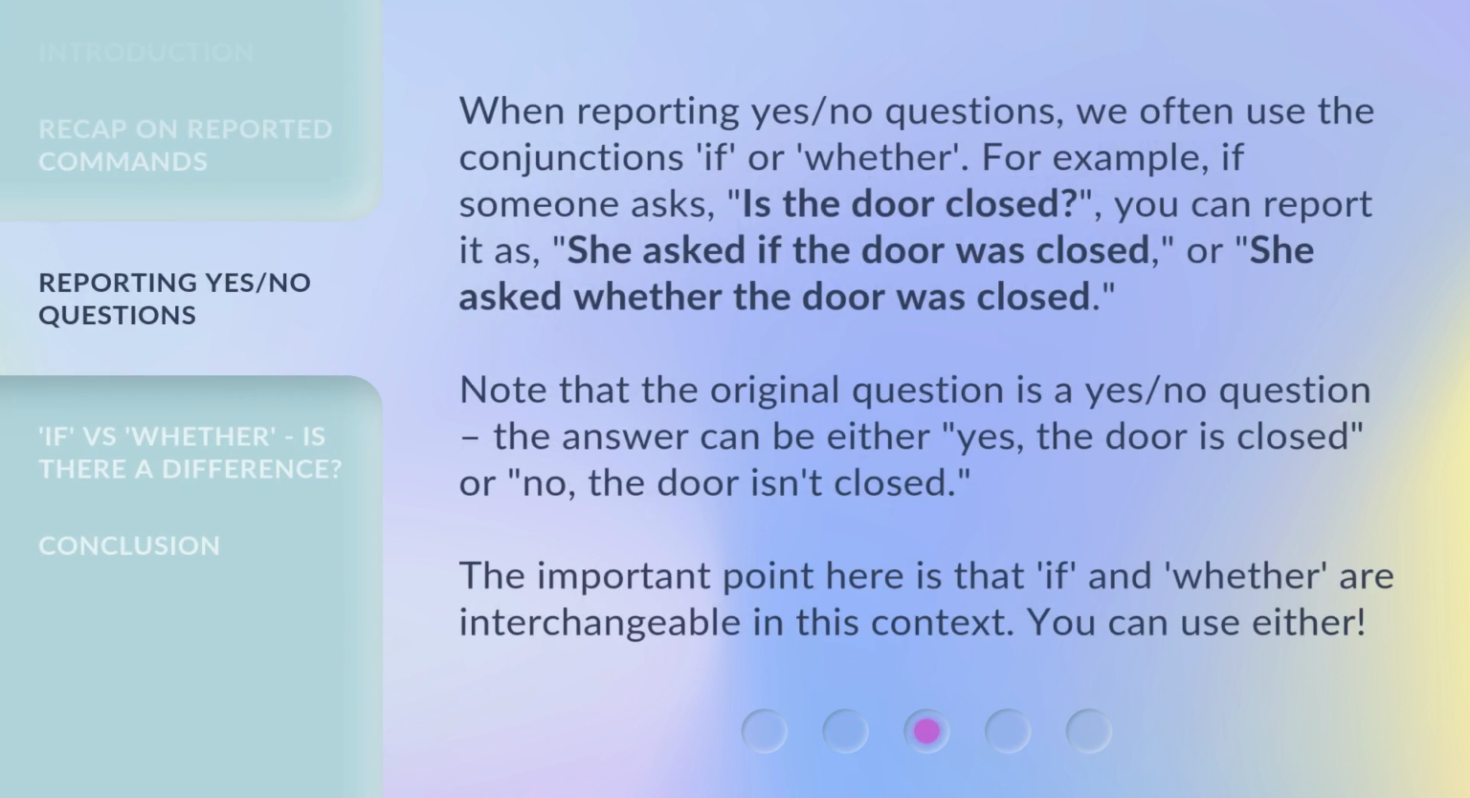When reporting yes/no questions, we often use the conjunctions if or whether. For example, if someone asks, "Is the door closed?" you can report it as, "She asked if the door was closed," or, "She asked whether the door was closed." Note that the original question is a yes/no question. The answer can be either, "Yes, the door is closed," or, "No, the door isn't closed." The important point here is that if and whether are interchangeable in this context. You can use either.